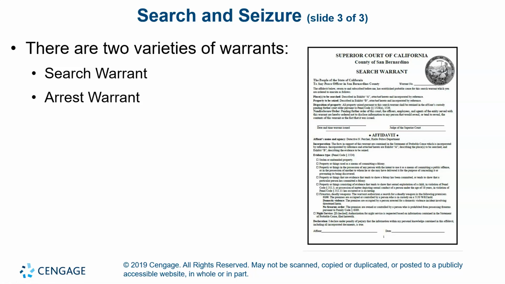Okay, so enough on the probable cause thing. I think you got it, right? But I wanted to make sure that you get all of the different facts. All right, so now we're going to talk a little bit about search warrants and then arrest warrants. So we know there's these two types. There are two varieties of warrants: search warrant and arrest warrant.